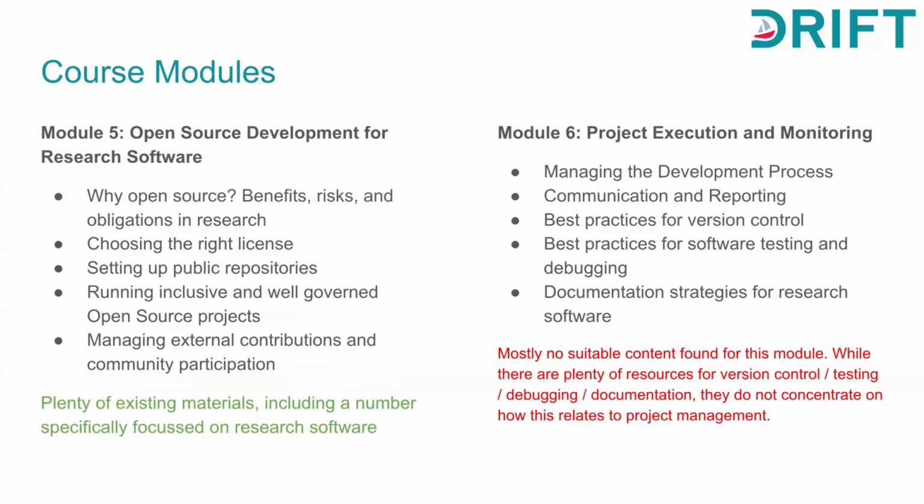Module 5 on open source development for research software. This is where there's a lot of existing material, and much of it is already well tailored for research software engineers. Module 6 on project execution and monitoring. Here, it varies a lot. For things like best practices for version control, there's obviously a lot of good resources out there. But for things like communication and reporting, and managing the development process, there's little out there to be found.